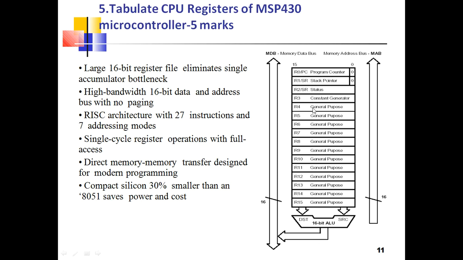So out of 16 registers, 12 registers are used for general purposes, which are R4 to R15, and the remaining registers are kept for R0, the program counter, R1, the stack pointer, R2, the status register SR, and R3, the constant generator. Here the first 4 registers are reserved to perform specific functions, and the remaining registers are kept for general purpose functions. That means 12 registers you can use for general operations of the MSP430 microcontroller.